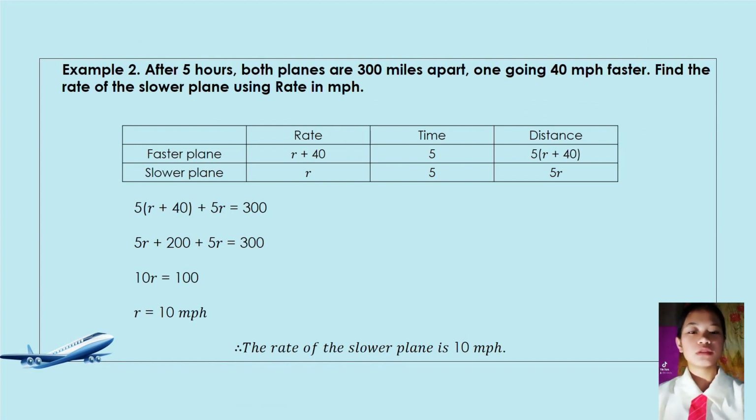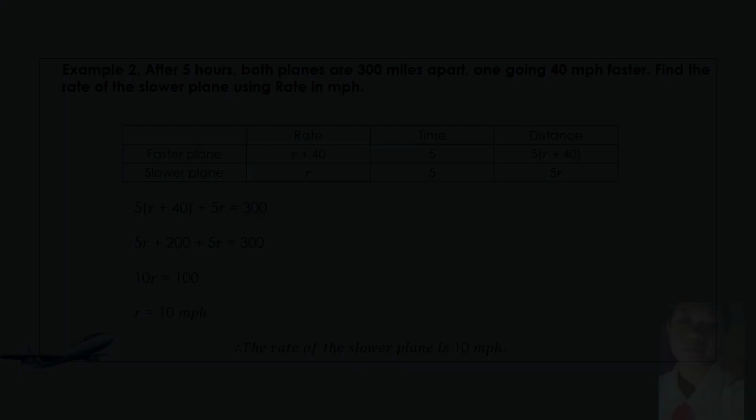10r is equal to 100. We divide the 100 by the rate of 10, and the answer is 10 miles per hour. The rate of the slower plane is equal to 10 miles per hour.